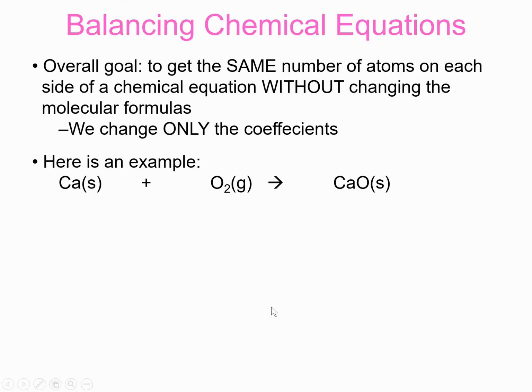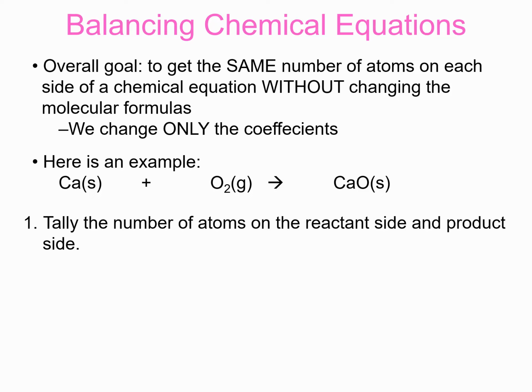Okay, so here's an example. First we're going to tally the number of atoms on the reactant side and the number of atoms on the product side. We're going to start off with some simple examples. We see that we have one calcium atom on the left, and then we have two oxygen atoms.